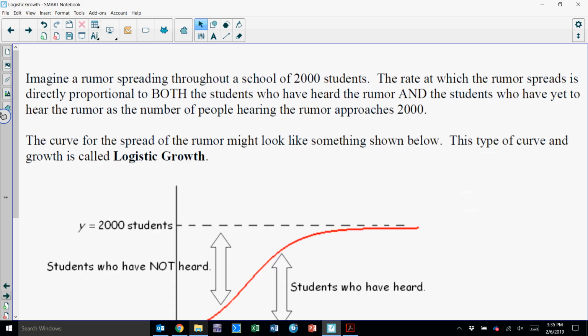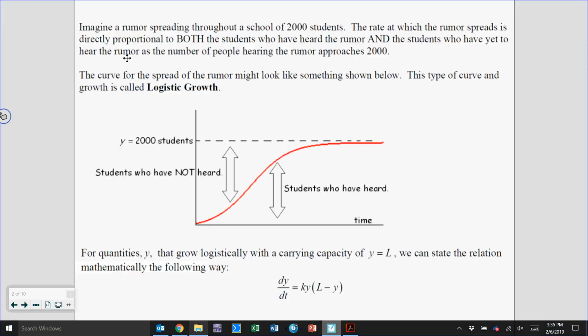An example of when we can talk about this growth is again like a rumor spreading. Say you have 2,000 students, well then the carrying capacity is 2,000 students, because once all the students know the rumor, then we would be done. So the rate at which the rumor spreads is directly proportional to both the students who have heard the rumor and the students who have yet to hear the rumor. Okay, so we have both of those things.